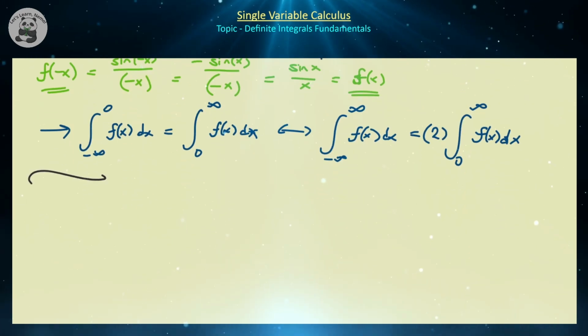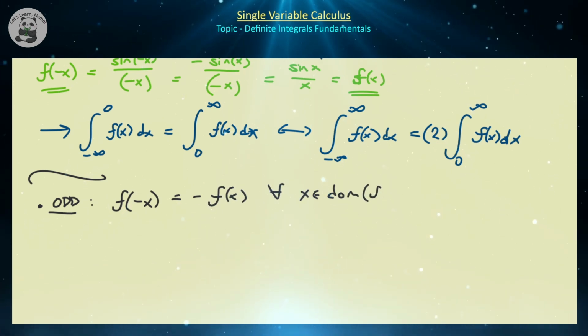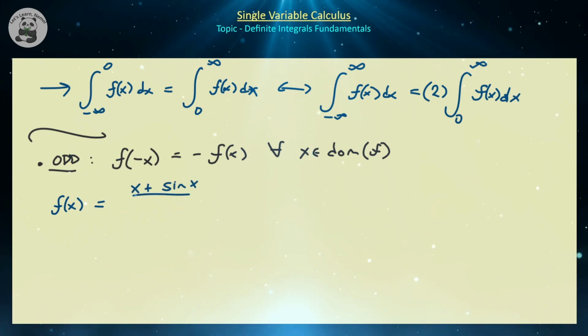Another case of symmetry would be odd symmetry. An odd function is where you have f of minus x equals the opposite of f of x, and let's assume this is true for all x in the domain of that particular function f. So if that's the case, let's look at a particular example f that makes this true. Let's do x plus the sine of x all over x squared plus 1.